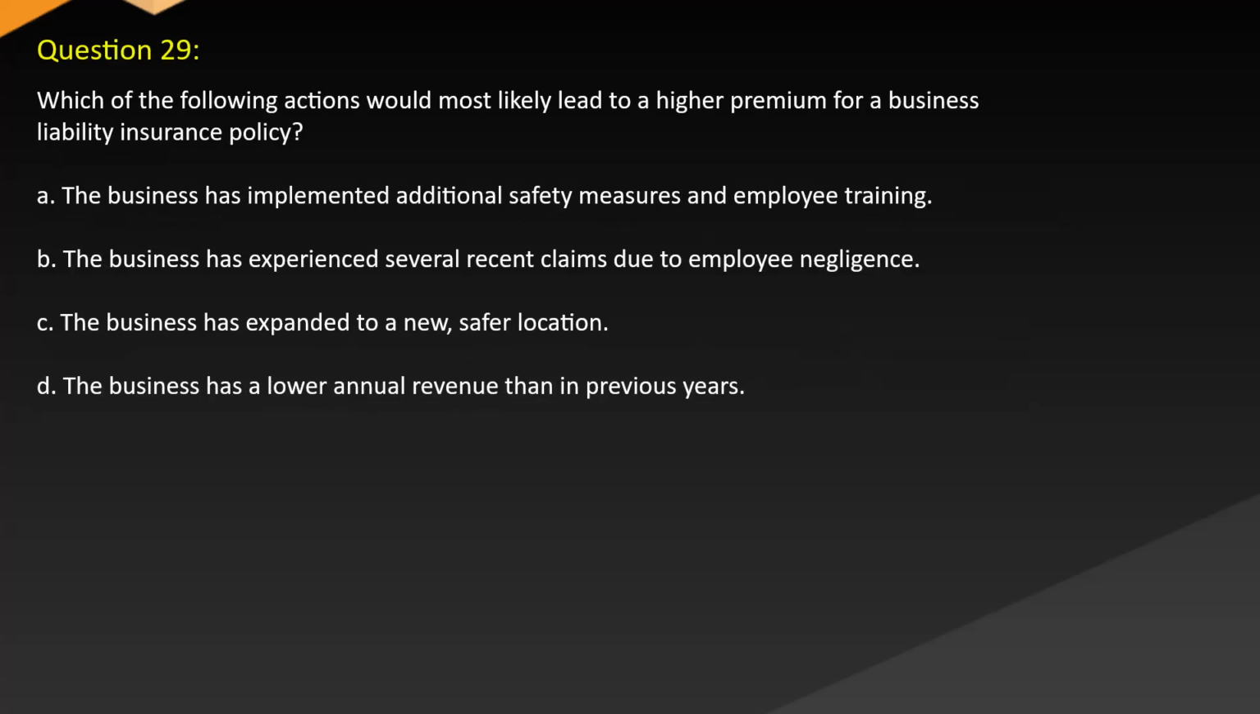Question 29. Which of the following actions would most likely lead to a higher premium for a business liability insurance policy? A. The business has implemented additional safety measures and employee training. B. The business has experienced several recent claims due to employee negligence. C. The business has expanded to a new, safer location. D. The business has a lower annual revenue than in previous years.